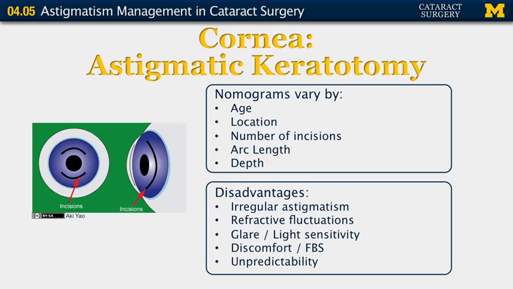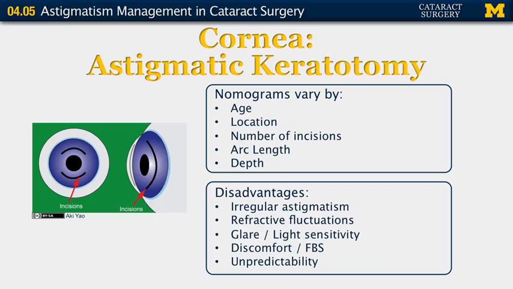Astigmatic keratotomy is usually guided by a nomogram. The nomogram will vary on a number of different variables. One is the patient age, the location of the astigmatism, the number of incisions that you're aiming to do, the length of the arc, and the depth of the cut. All of these variables will alter the amount of astigmatism that is corrected.